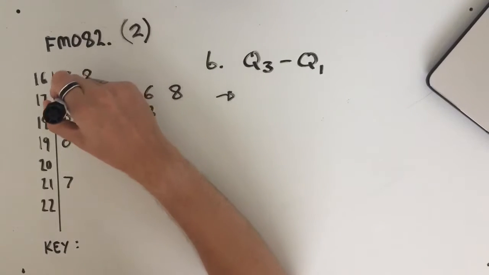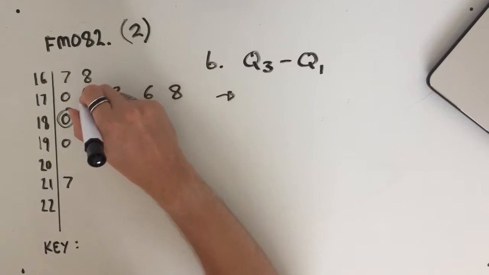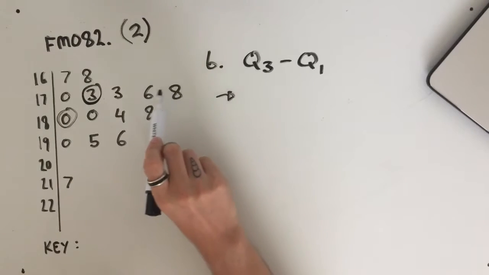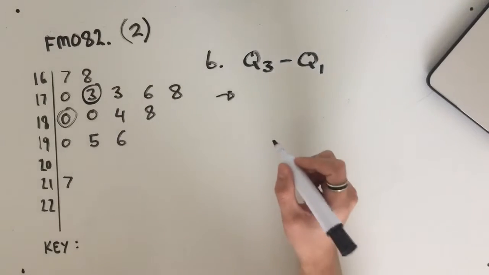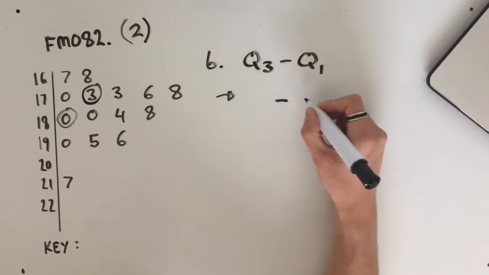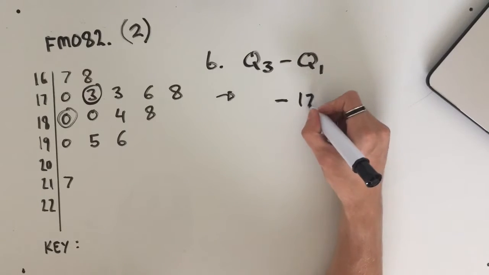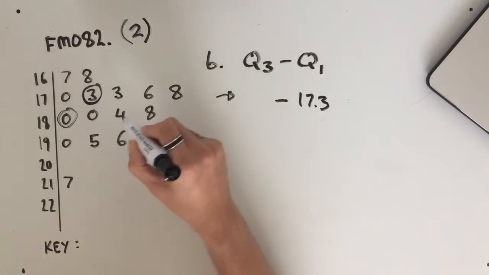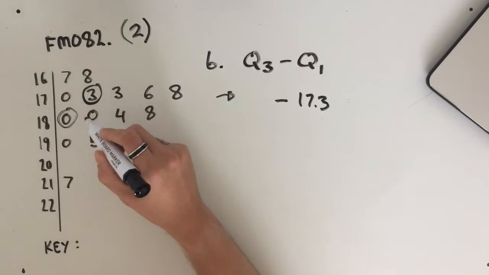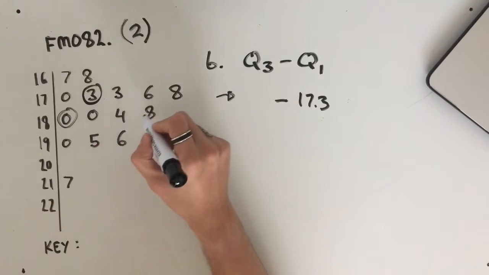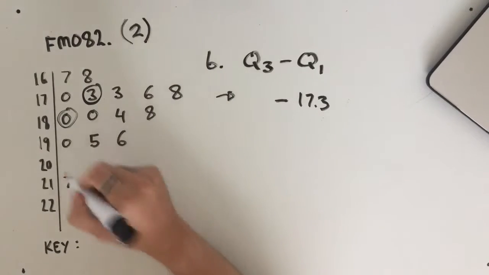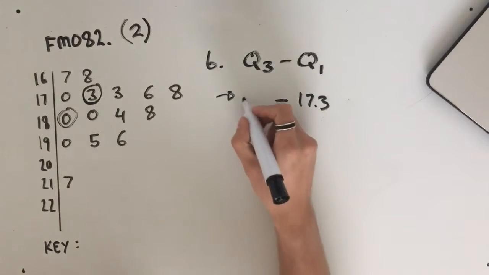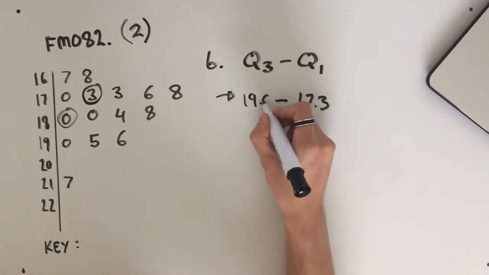So 1, 2, 3, 4. We think that it's going to be this 17.3, but let's double check anyway. 1, 2, 3, 4. Awesome. So our Q1 is going to be 17.3. The same thing above our median to find Q3. So 1, 2, 3, 4. 19.0 seems to be the answer, but let's double check. 1, 2, 3, 4. There we are.